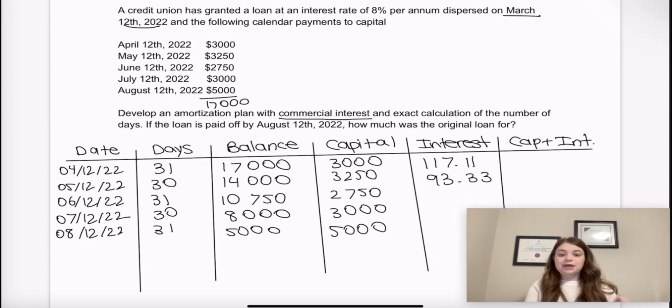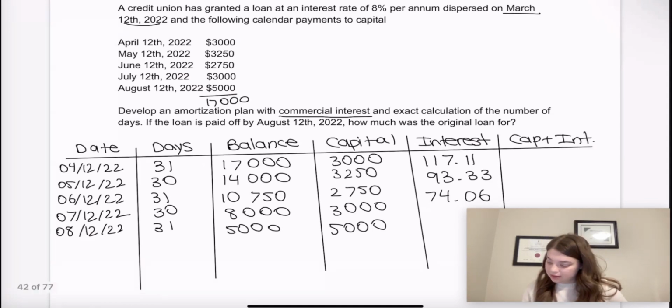Okay, then what about payment number 3? We're back up to 31 days. Here we have $10,750 of balance. We're going to multiply that by 8% and then multiply that by 31 equals, and then divide that by 360, and we get $74.06.